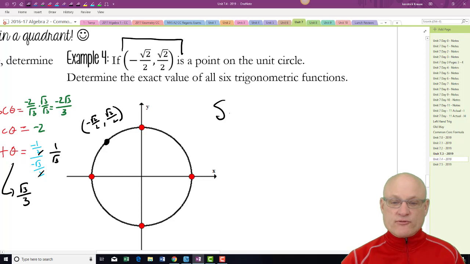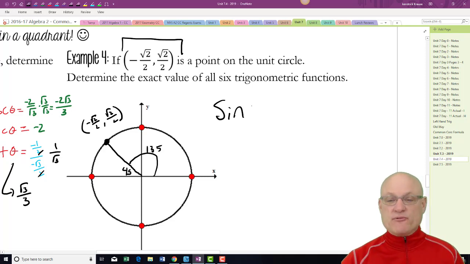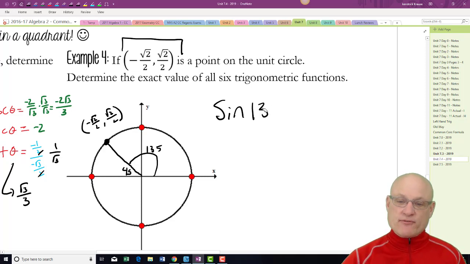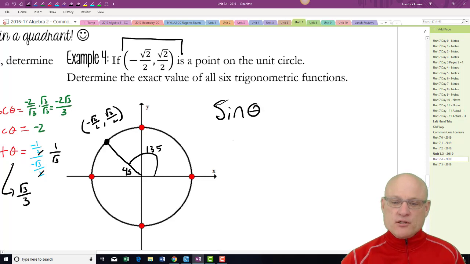So let's write our 6 trig functions, sine of. Now, by the way, if you ever want to know what angle that is, that's a 45-degree angle here. But that means this is 135 degrees. So what I'm really finding is the sine of 135 degrees. We're just going to call it theta for now. Sine of theta, cosine theta, tangent theta.